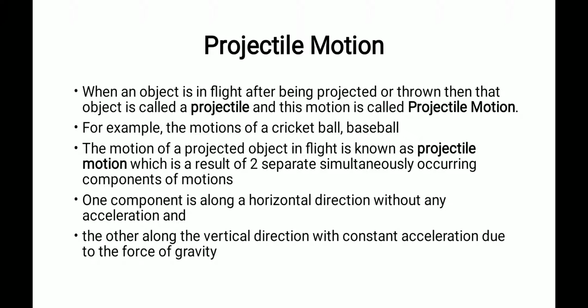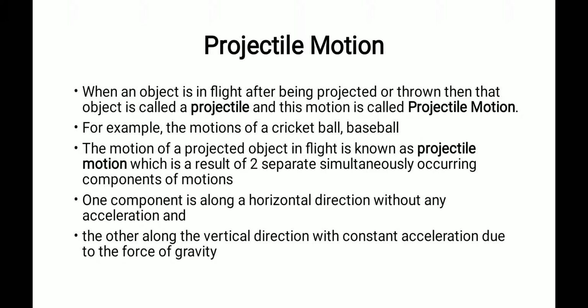So let us study the definition of projectile motion. What is a projectile motion? We have to answer like that. When an object is in flight after being projected or thrown, then that object is called a projectile, and this motion is called projectile motion. For example, motion of a cricket ball or baseball is a projectile. The motion of a projected object in flight is known as projectile motion.